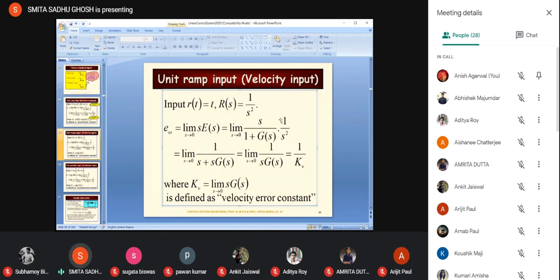Now in this case, if you recollect what we had done on that slide, number 71 or something, R(s) is replaced by 1 by s square, and one of those s's cancels out, whereas the other remains. So we are left with limit of s tends to 0, 1 by s plus sG(s). Now if you look at that expression, you have to take the limit as s tends to 0. So what is the limit of s as s tends to 0?